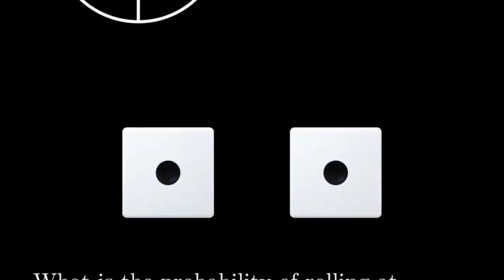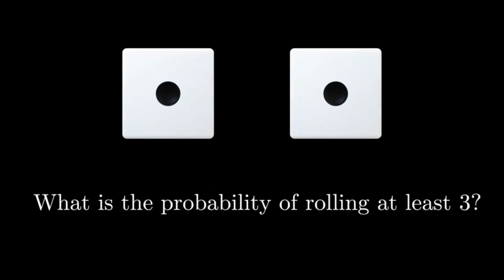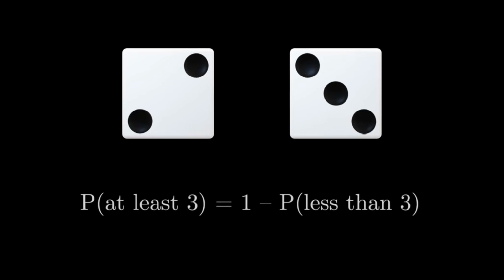Now, let's push it a little further with another example. Say we roll 2 dice, and we want the probability that the total is at least 3. At first glance, this looks like a lot of cases. You might think, I'll have to check every possible total, 3, 4, 5, all the way up to 12. That's loads of adding. But if we flip it and use the complement, it becomes much easier.